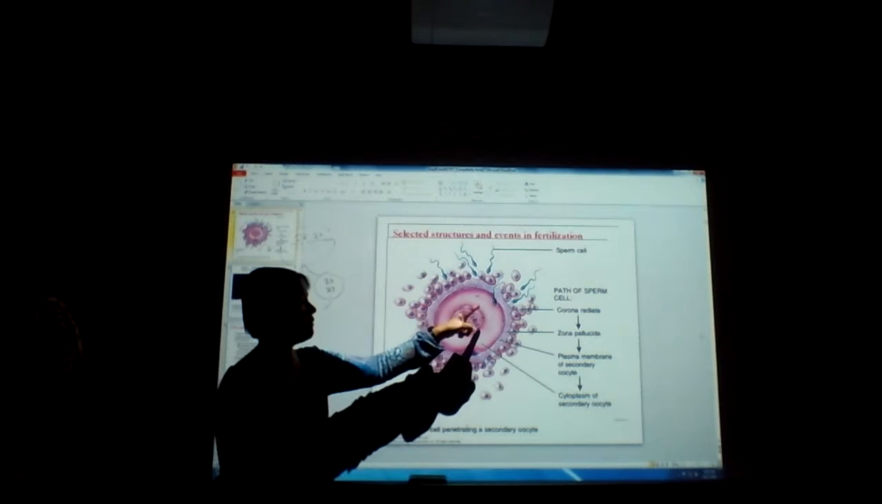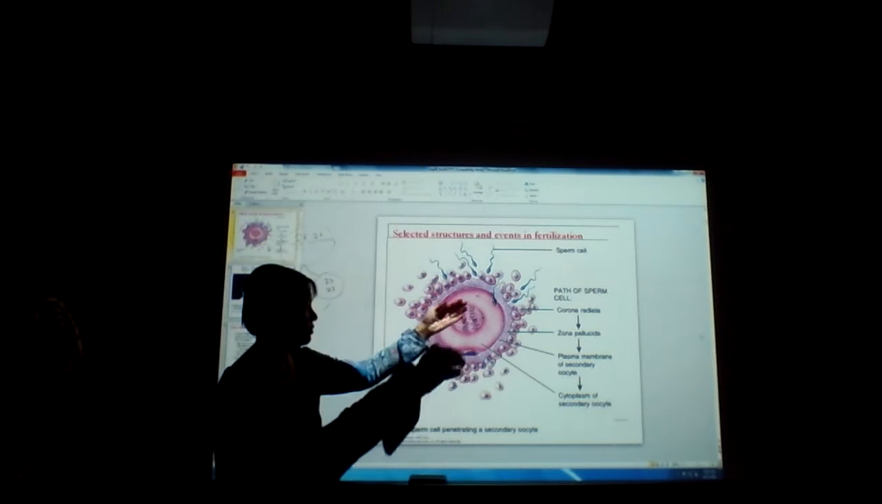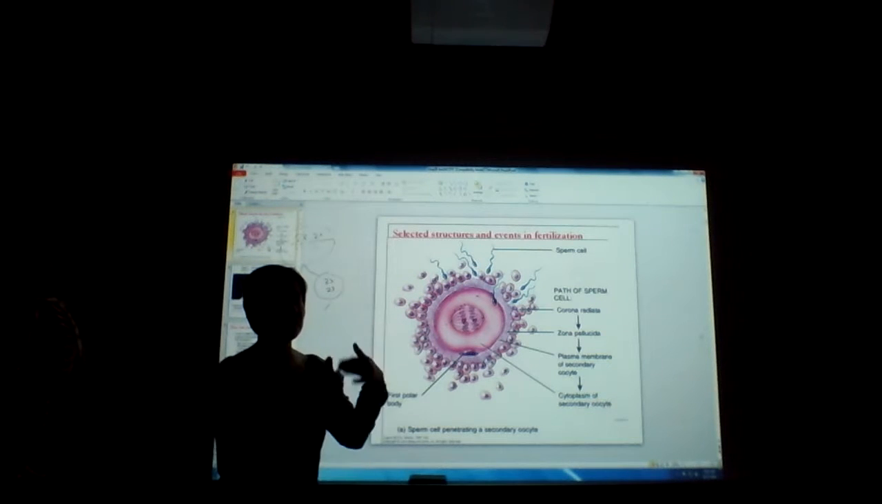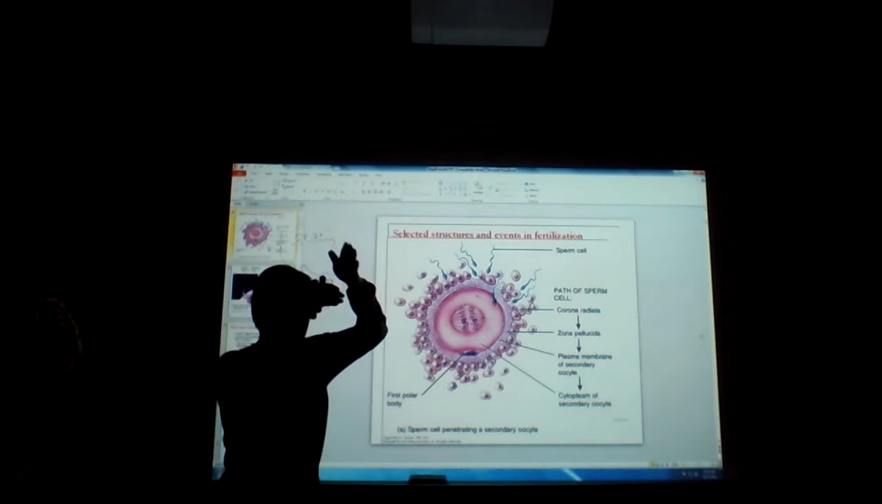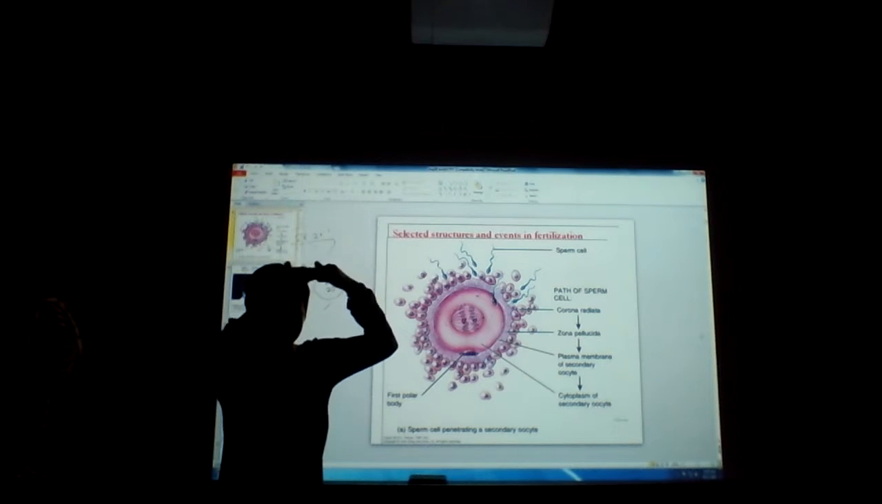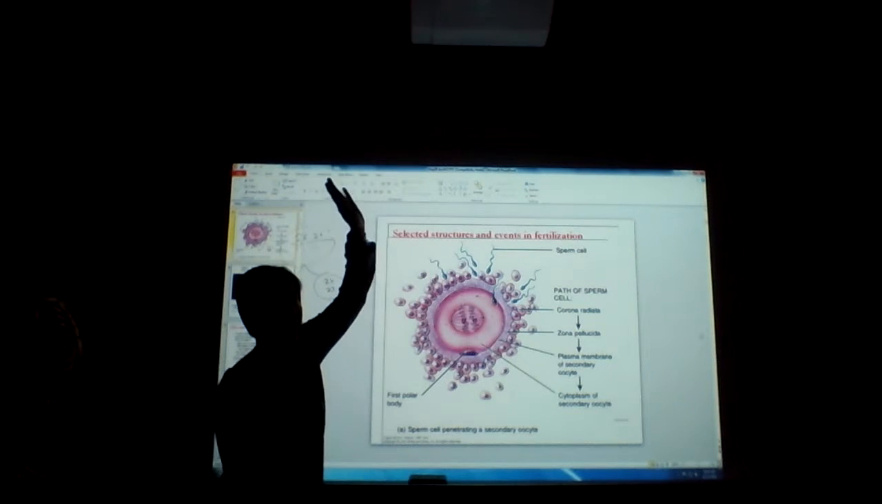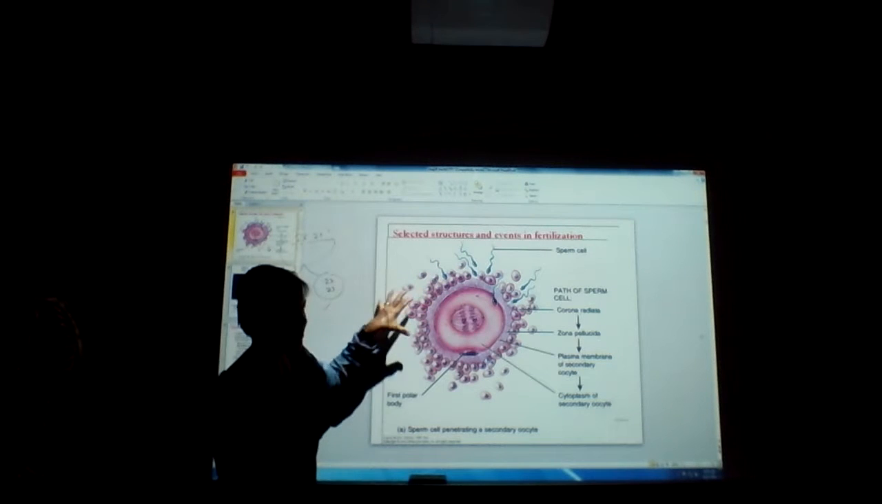In fact, if one is lucky to enter, to penetrate that egg, the egg undergoes what you call the block to polyspermy. The egg will first weaken, and then it will completely repair itself even harder, preventing the others from coming. So they just get tired, they move away. So this one will keep moving.